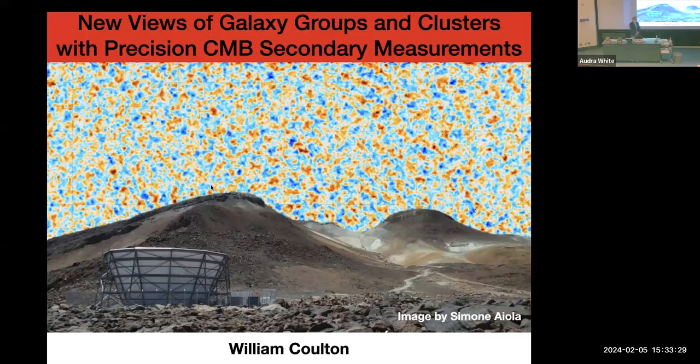Great, thank you very much for the introduction and the opportunity to speak. So today I'm going to be talking about what we can learn about galaxy groups and clusters with precision measurements of CMB secondary anisotropies. And I'm primarily going to be talking about this in the context of the Atacama Cosmology Telescope shown here, which is a telescope, as you would expect, located in the Atacama, which is a great place to observe the CMB, being assured that the sky looks like that, at least in millimeter wavelength.